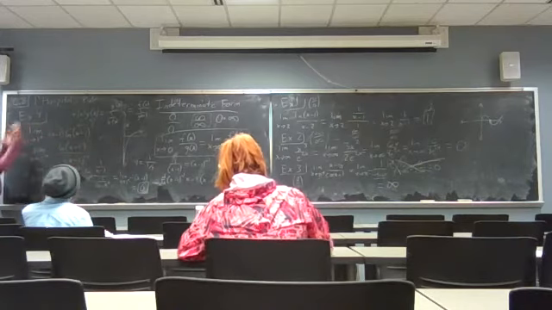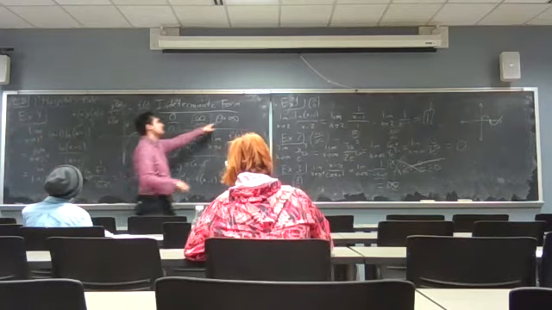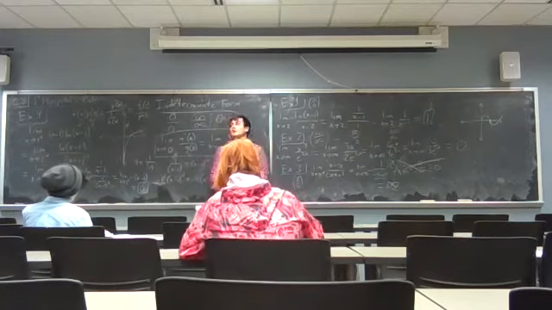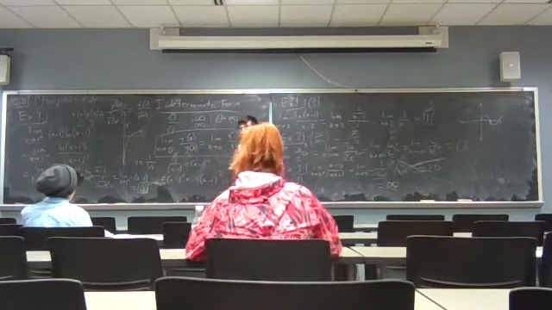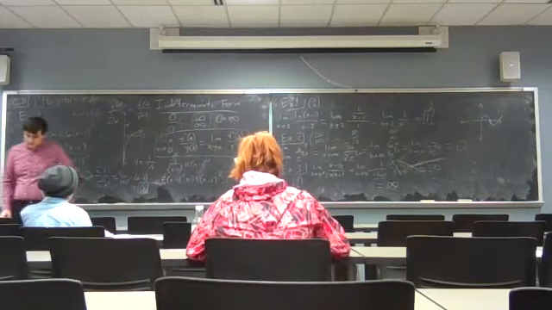So if you have this indeterminate product, which should be in this form, 0 times infinity or infinity times 0, then you can rewrite it in this form. Okay? Awesome.